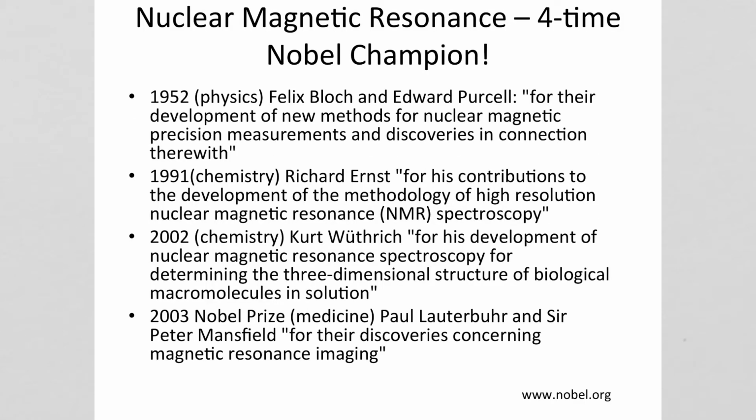So I said I'd talk a little bit more about how NMR is a 4-time Nobel champion, and this just gives you a little bit of a history of the development of NMR. So it starts back in 1952, and that's when the Nobel Prize for Physics was awarded to Bloch and Purcell, and you can see it's for their development of new methods of nuclear magnetic precision measurements and discoveries in connection therewith. Big thing to notice about this is, yay, physics.